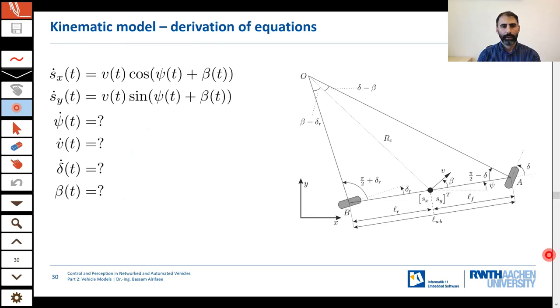So in this model, actually the states are mainly the position and the orientation. In difference to the point mass model, here we have the orientation. It is the additional thing here. And the orientation goes also in the definition of the equations of the velocities in X and in Y directions.